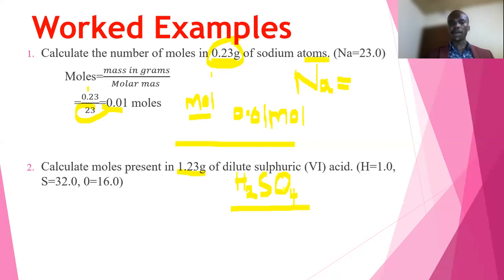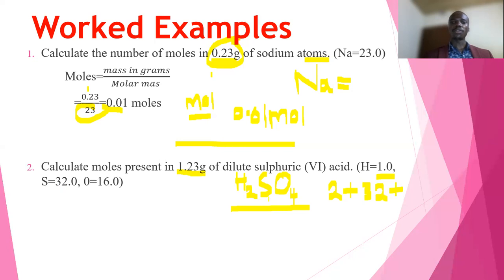So how do we get its molar mass? So molar mass, we will add the relative atomic mass of each element making this molecule. Like hydrogen, we have been told hydrogen has atomic mass of 1, and here there are 2. So 2 times 1 is 2. Then we add sulfur, it is only 1, and its atomic mass is 32. So then we add 32.